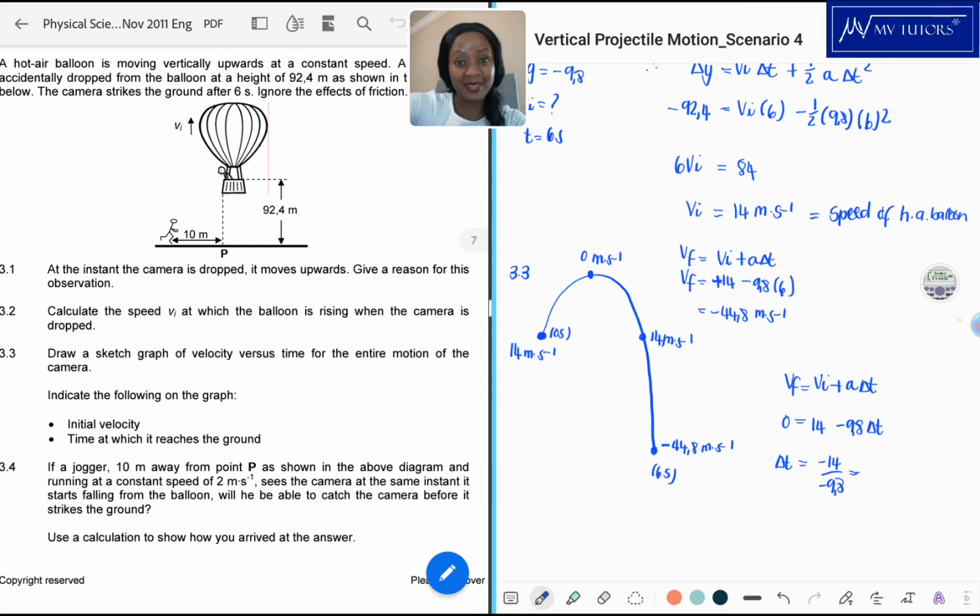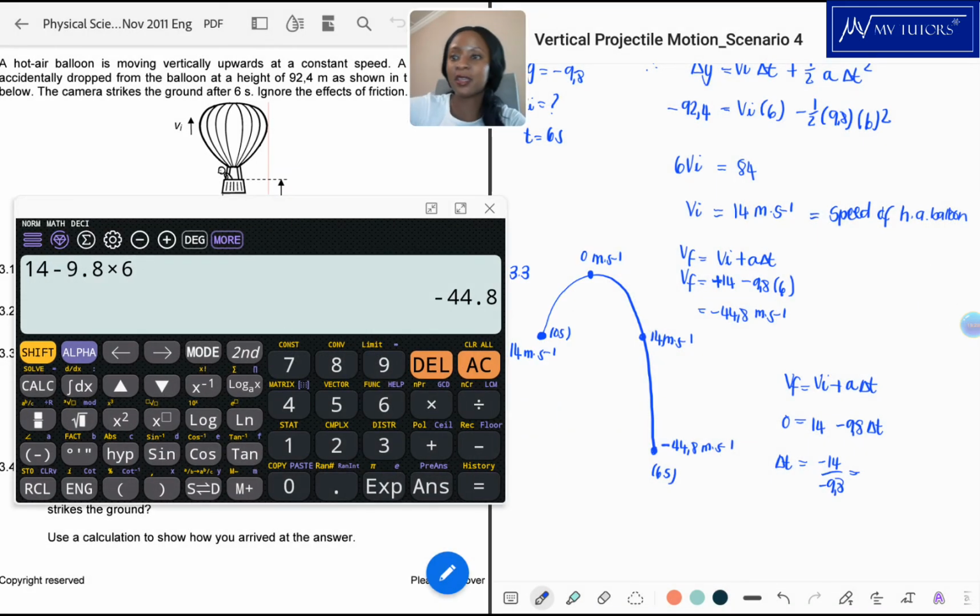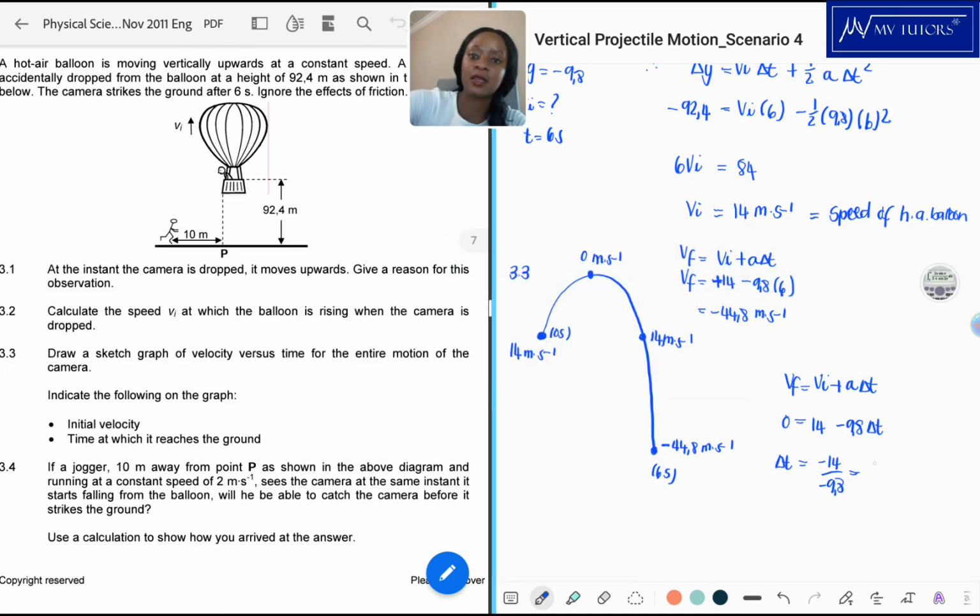We can't be getting a negative time, hey? Oh, wrong thing. So we are going to get negative 14 divided by negative 9,8, and that is 1,43 seconds. So it took 1,43 seconds to get up, and for it to reach there, it's going to be twice that, so that's 2,86 seconds. We can plot, and the only thing they really wanted to see was the initial velocity and the time at which it strikes the ground.